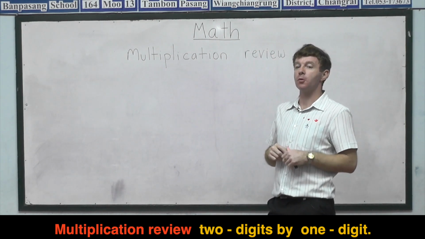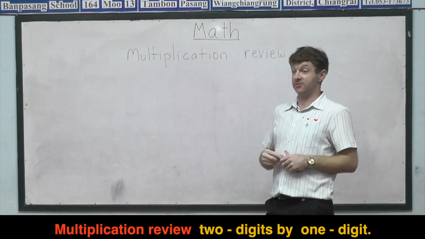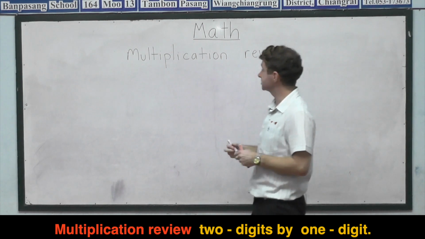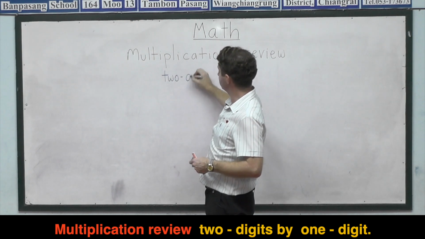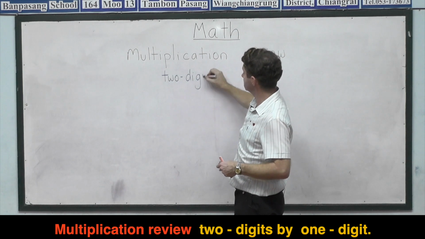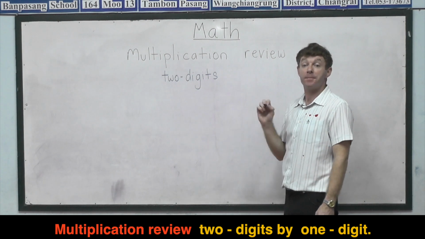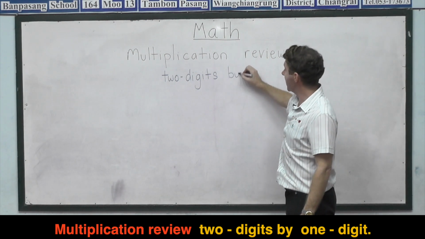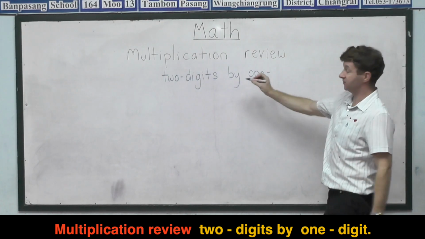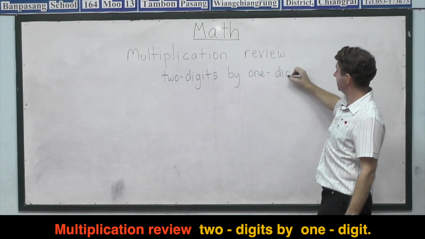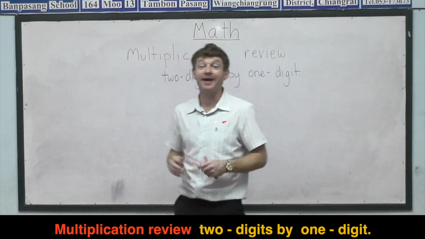We will do a review of 2 digits by 1 digit. We'll begin with 2 digits. T-W-O. Digits. D-I-G-I-T-S. 2 digits by B-Y, 1 O-N-E digit. D-I-G-I-T. Okay, now I would like a volunteer.